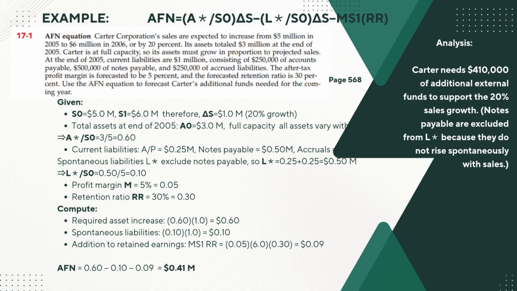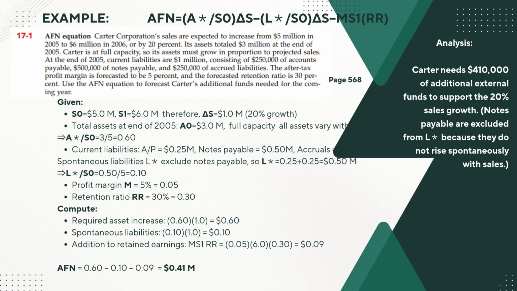Now let's break down all the given factors. S0 is the previous sales, so that's 5 million. S1 is the projected sales, which is 6 million. Therefore, the change in S is equal to S1 minus S0, which is 1 million, or the 20% growth.